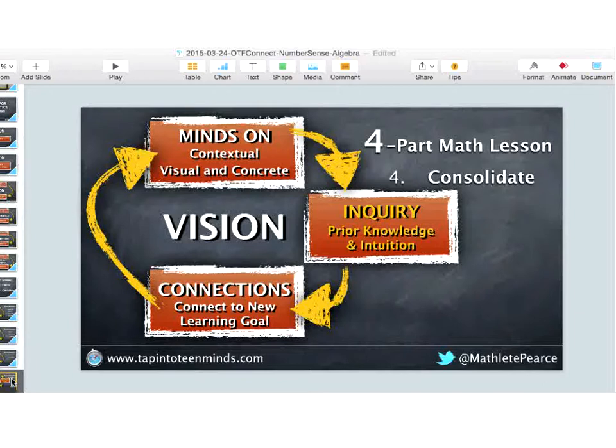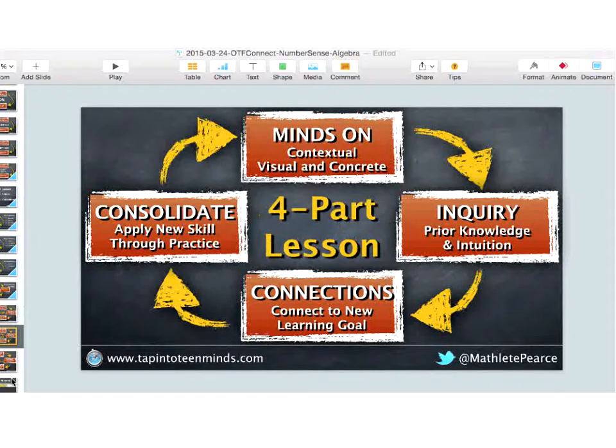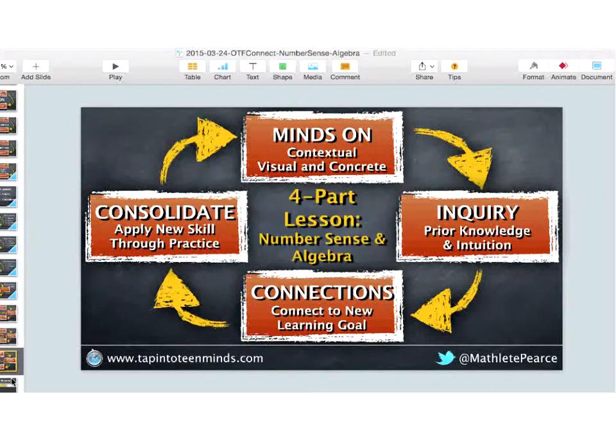And then finally, at the end of the lesson, we want to be consolidating their new knowledge. So taking those connections and allowing them to do some practice by maybe taking away some of the context, taking away some of the visuals, and getting them to do problems that look more like what you may see in a textbook or on some sort of standardized testing. We have been talking about this throughout, and today we're going to be taking that 4-part lesson and focusing it on number sense and algebra.